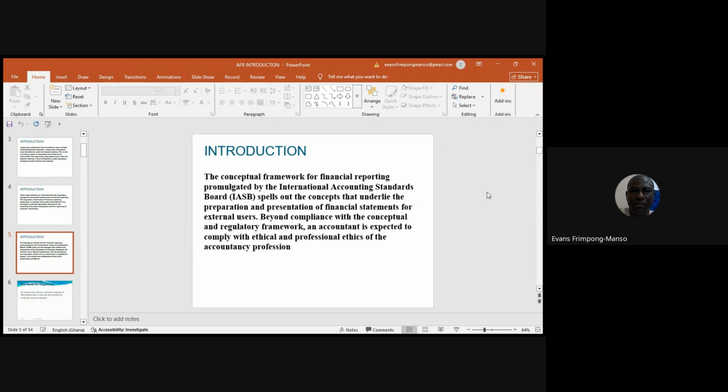And very soon, we shall look at these ethical principles. Basically, we have 5 ethical principles. So we shall look at these ethical principles. So I have now explained the 3 major concepts that underline our study this morning. I have talked about the regulatory framework, the conceptual framework, and the ethical framework.